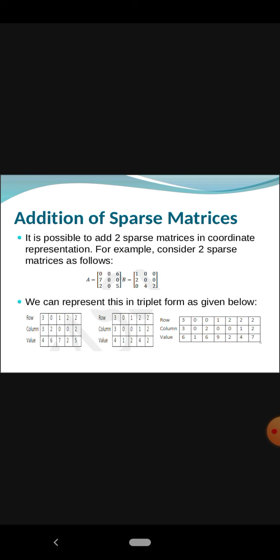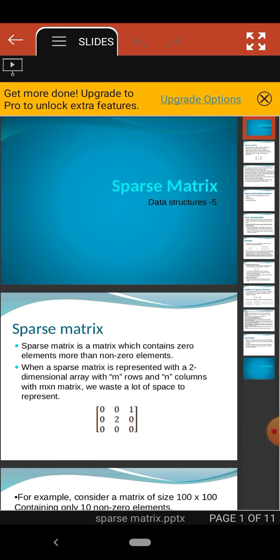Okay, 1, 0, 7 and 1, 0, 2. Here first we will compare the row. So here 1, 1, both are equal. Then we will consider the second one, column. So here both columns are same. So we can add both these values because the row values and column values are equal. So we add these two values, that is 7 plus 2. The resultant is 9. So 1, 0, 9 here.